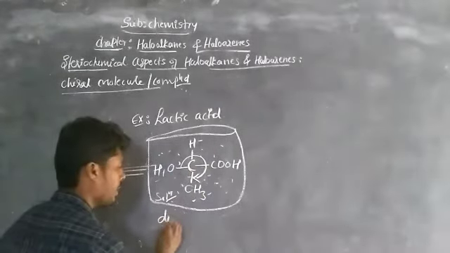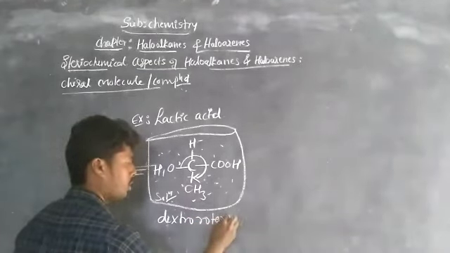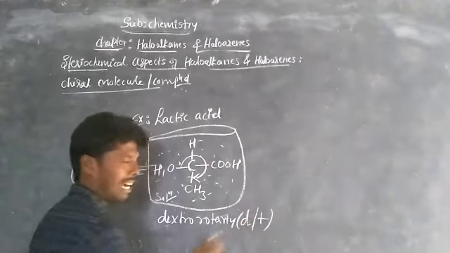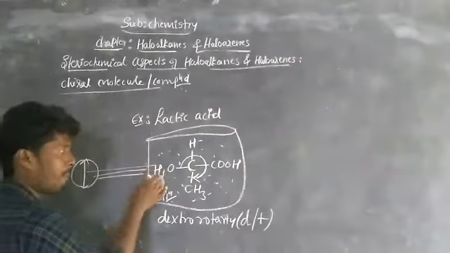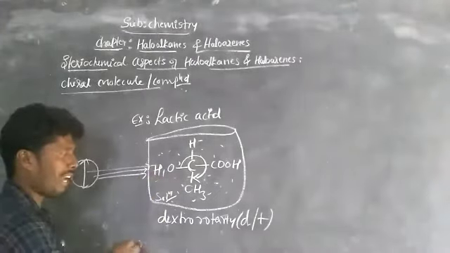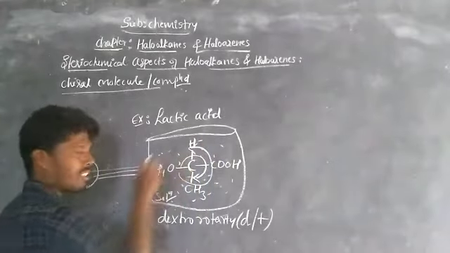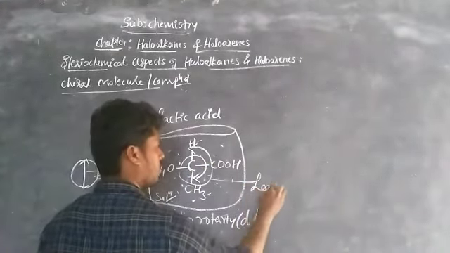That is called dextrorotatory, or we also call it the D or R plus isomer, right? Similarly, if when we are passing plane polarized light into the solution of lactic acid, the light is rotated in the anti-clockwise direction, this is anti-clockwise, like that, then we call it levorotatory.